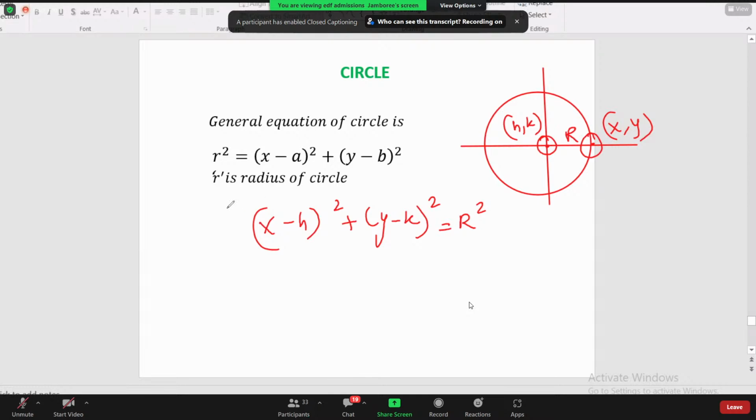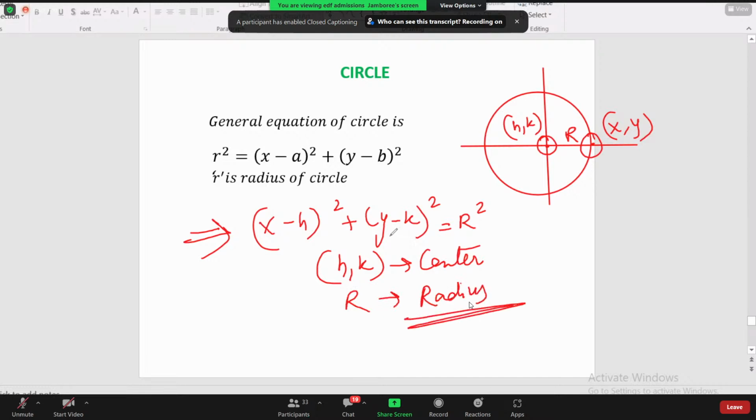If you notice, this is not anything new as a formula. It is the same as the distance formula which I have written. I am just mentioning the fact that h comma k will represent the center of the circle and r represents the radius of the circle. So this is something you need to be mindful about.